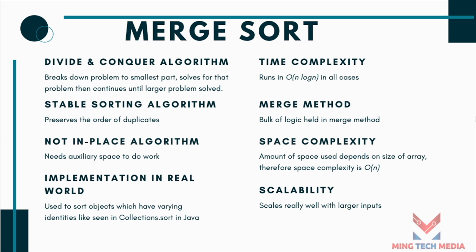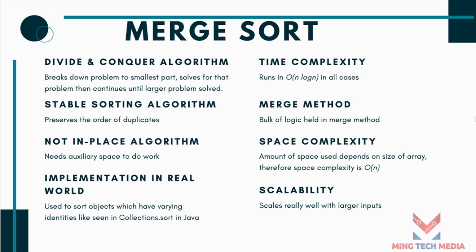Merge method. The merge method has the bulk of the logic, and that's pretty self-explanatory. There's only really two methods to MergeSort, which is the sort method, which recursively breaks everything down, and the merge method, which merges those broken down parts into sorted arrays. And most of the logic is in the merge method.